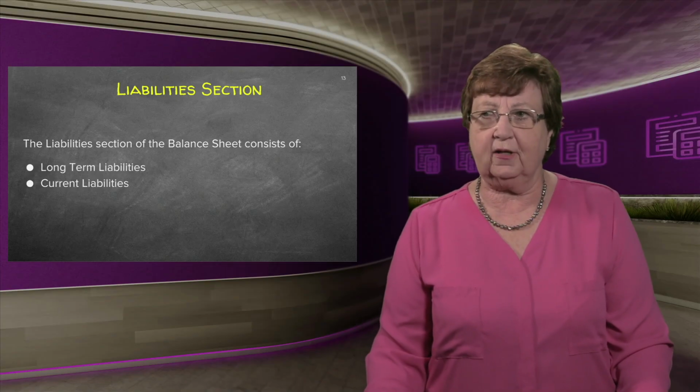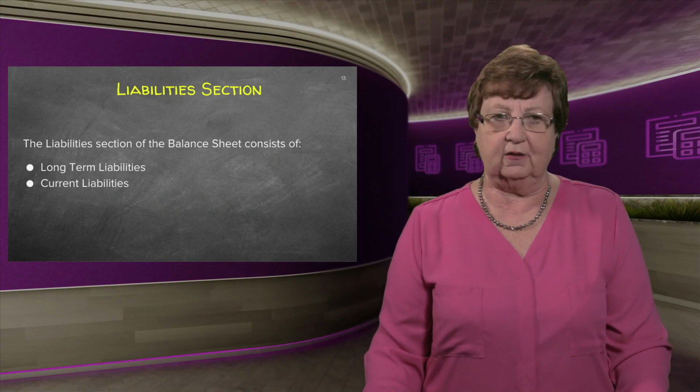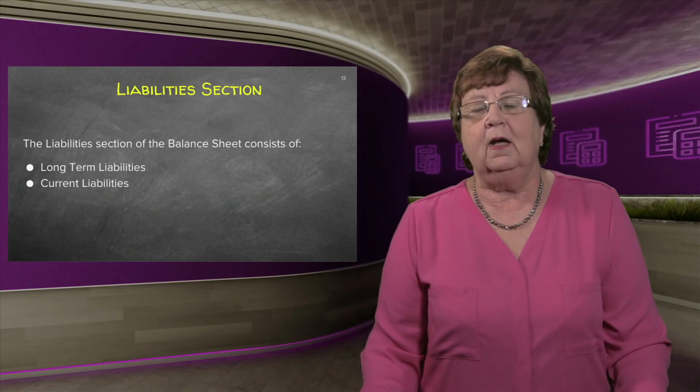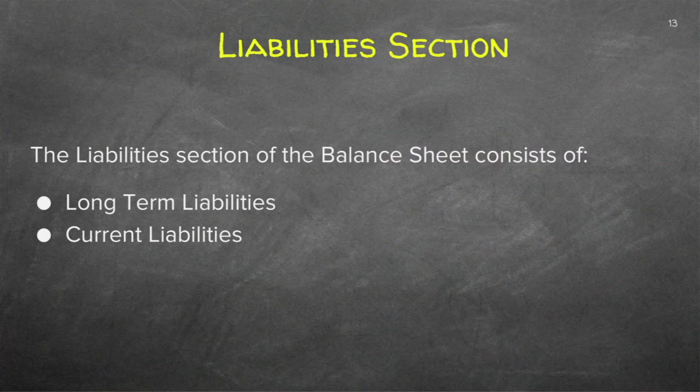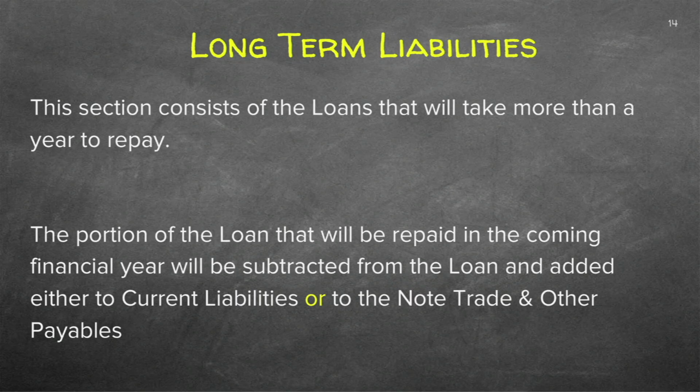Next, we're going to look at the liabilities section of the balance sheet. So liabilities are divided into 2. We have our long-term liabilities, which we will have for longer than 1 year, and we have our current liabilities, which we will have for less than 1 year. Let's look at the long-term liabilities again. So this section, 9 times out of 10, consists of loans.